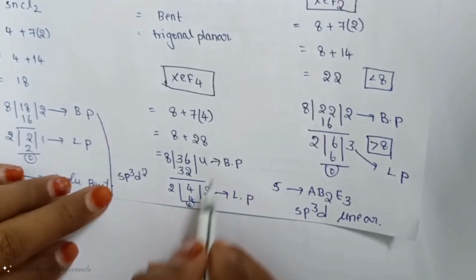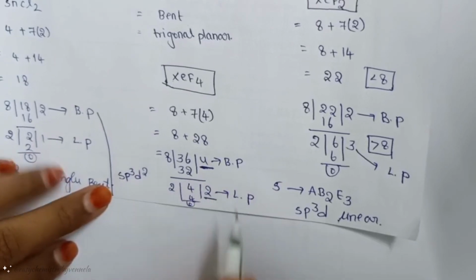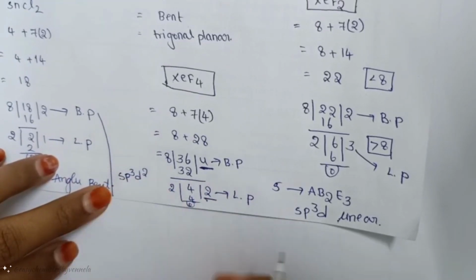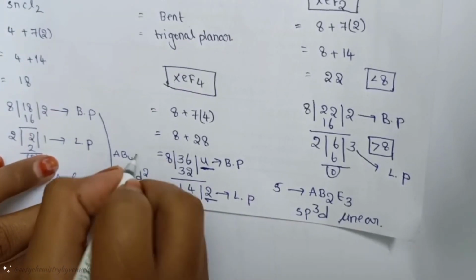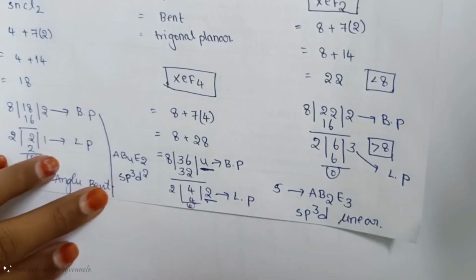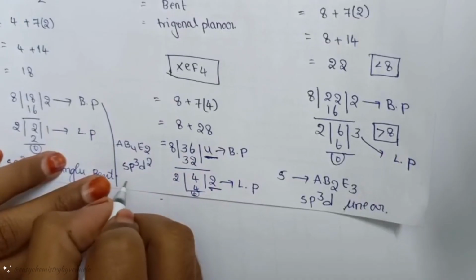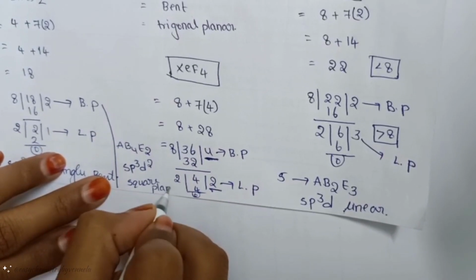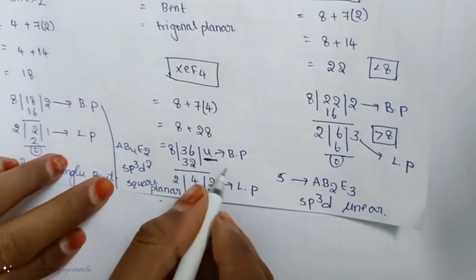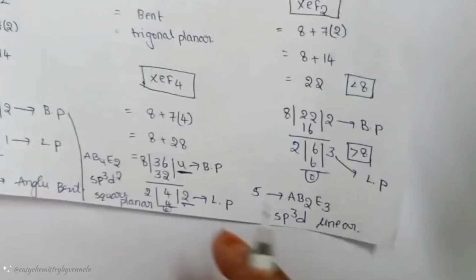sp3d2, because 6 pairs are there. Number of pairs are 6. Then the molecular type is AB4E2. Okay, then what is the shape? Square planar. This is very important for NEET exam.